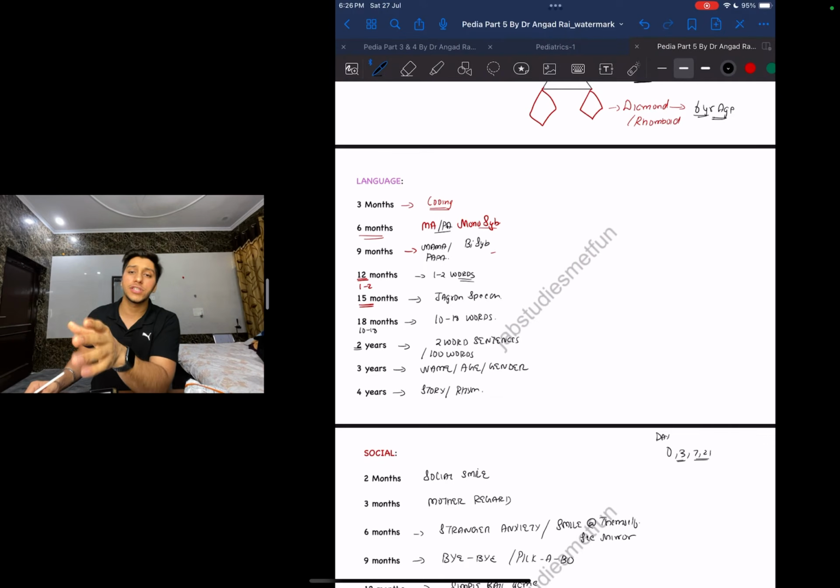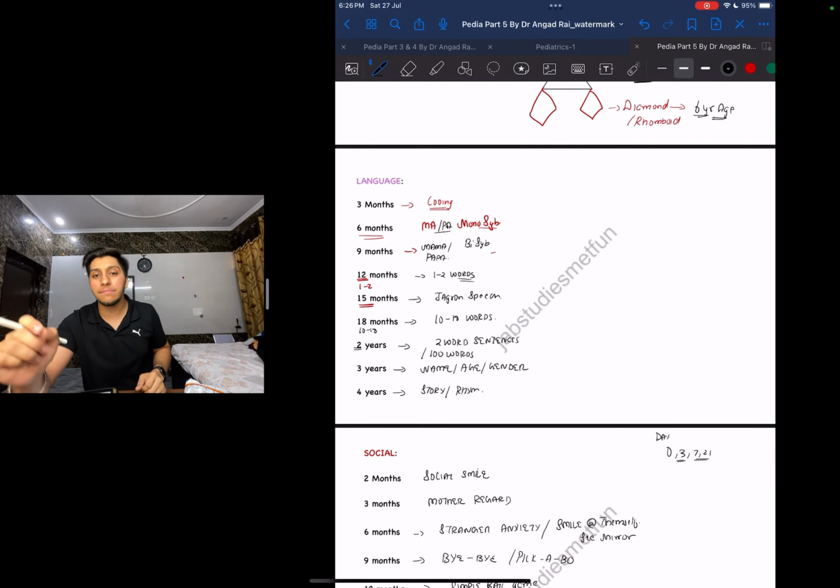So like this, you have to just make a table and then you will be able to differentiate, because the questions will come like this. Like in gross milestone, they will show maybe at 15 months a baby was able to walk nicely, in case of fine, the baby was able to scribble, and in case of language, there was speech which was incomprehensible. So like that, you have to understand, okay, the baby is right now 15 months old.